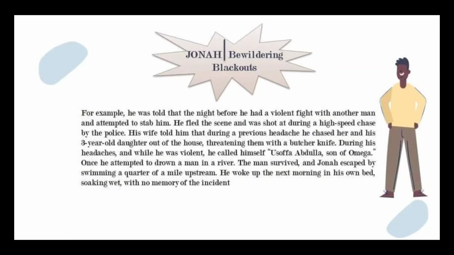Abdullah, son of Omega. Once he attempted to drown a man in a river, the man survived and Jonah escaped by swimming a quarter of a mile upstream. He woke up the next morning in his own bed, soaking wet with no memory of the incident. Okay, in his case, it showed that a few personalities and different behaviors have occurred in Jonah's self or body, and he can't remember what happened after those fights and incidents he had gone through.